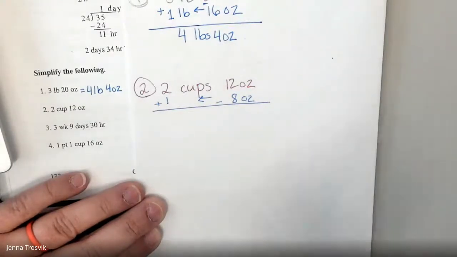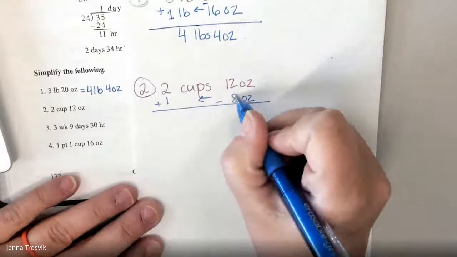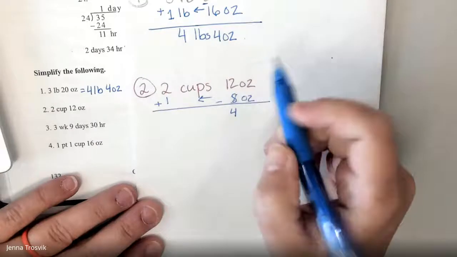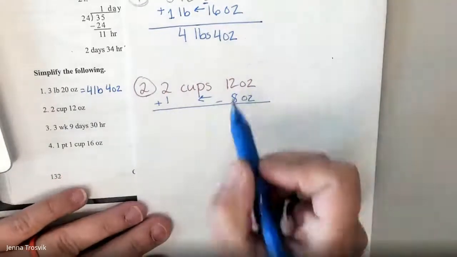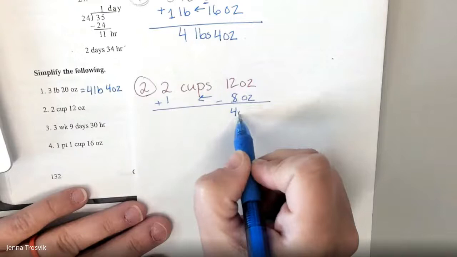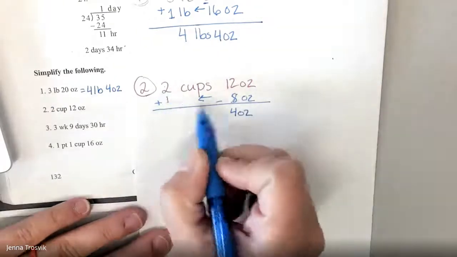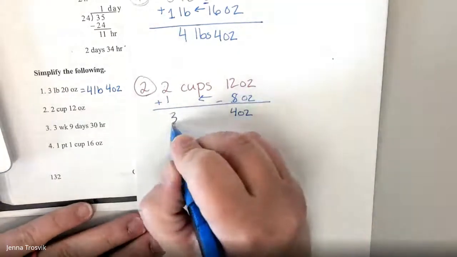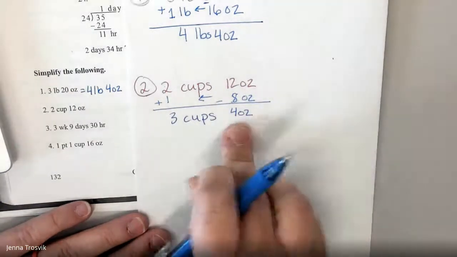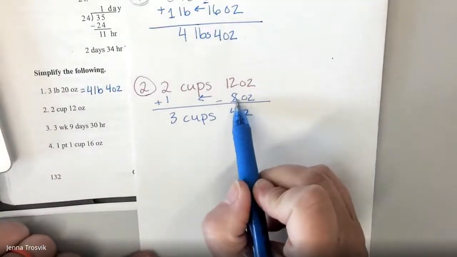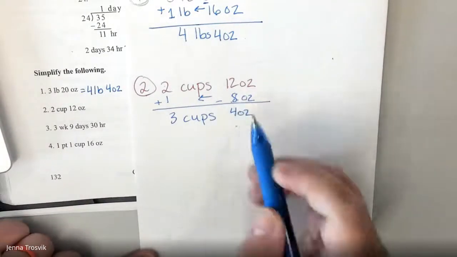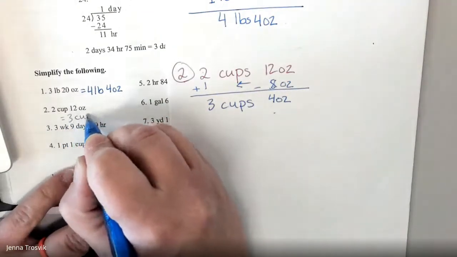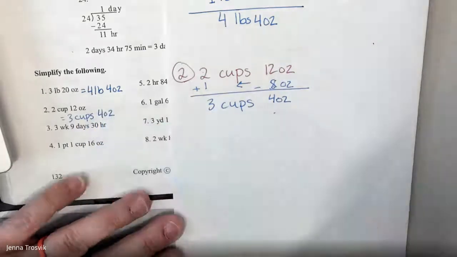Now, 12 take away 8 leaves me with 12, 11, 10, 9, 8, 7, 6, 5, 4. Or if you count up, 8, 9, 10, 11, 12. 4 up to 12. Now, that leaves me with 4 ounces. And then I have to add that 1 cup conversion to my original 2 cups, and I'm left with 3 cups and 4 ounces. Now, I cannot take another full cup away as 8 ounces, so therefore this is simplest form. So my answer is we have 3 cups and 4 ounces.